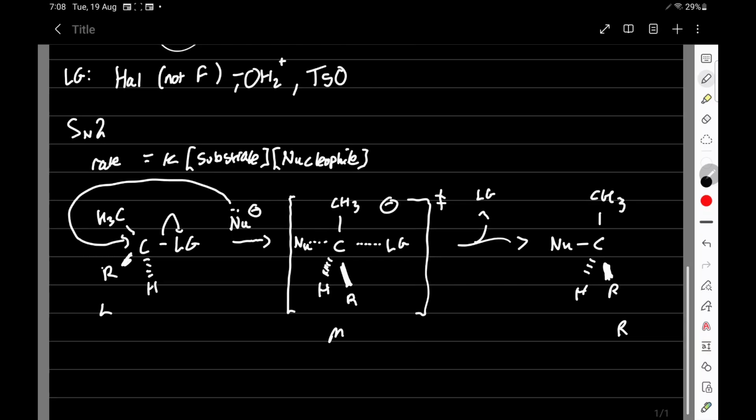Now, in our next video, which I hope to make a bit longer, we will have a look at the factors that affect whether you will achieve an SN1 reaction or an SN2 reaction. There are many factors that affect the decision between them.